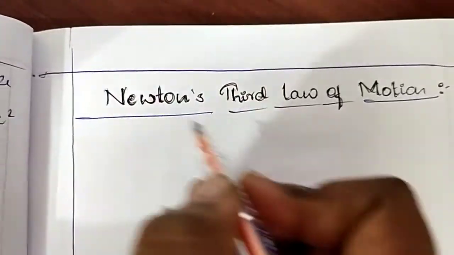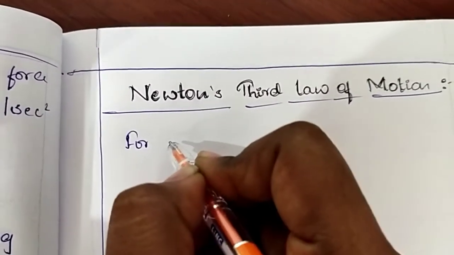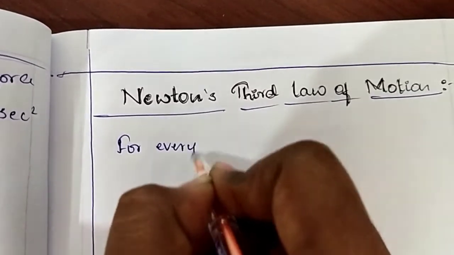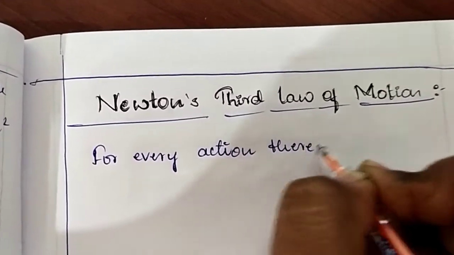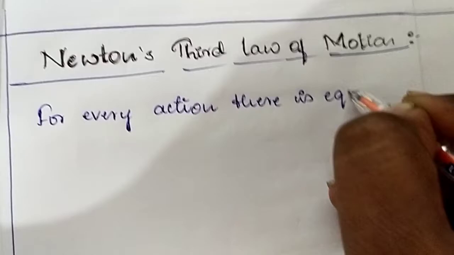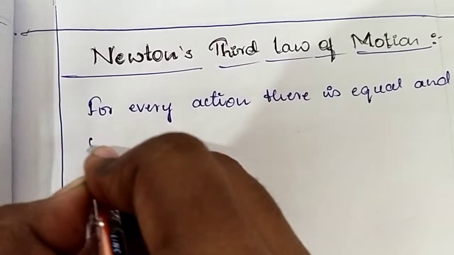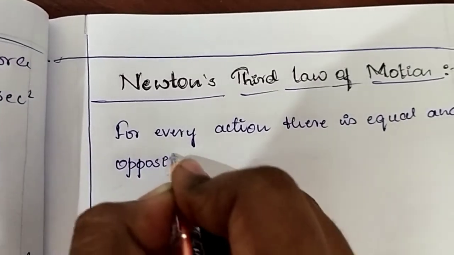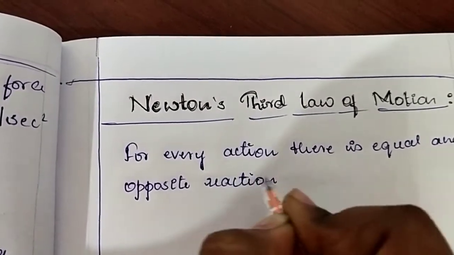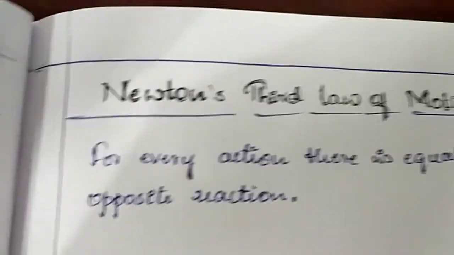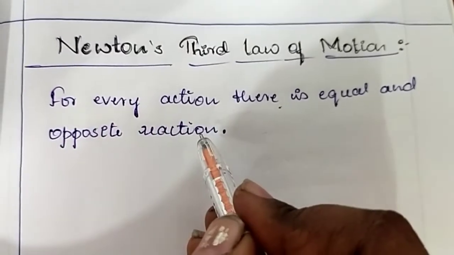Okay. So how does it state? Let's see. It states like this: for every action there is an equal and opposite reaction. So this is one of Newton's famous third laws. For every action there is an equal and opposite reaction.